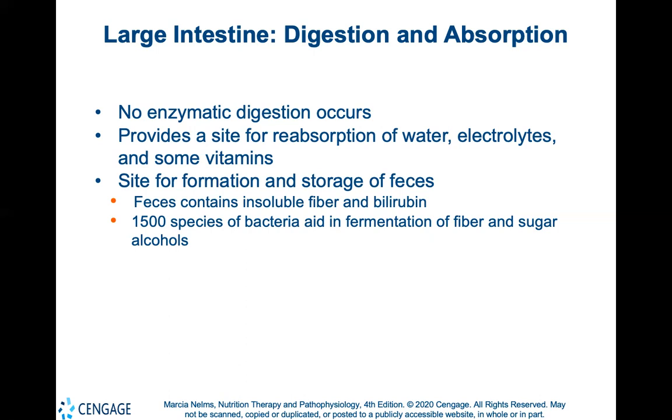When chyme enters the large intestine from the ileum, it is primarily liquid. As the chyme moves along the colon, water is reabsorbed, resulting in a drier mass of fecal matter. Feces contain undigested foodstuff, primarily insoluble fiber, bilirubin, and bacteria. Colonic transit is sluggish compared to the rest of the intestine and may take anywhere from 12 to 72 hours. The colon hosts as many as 1,500 different species of bacteria.